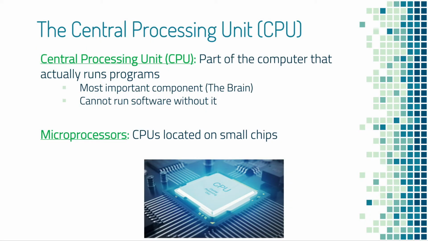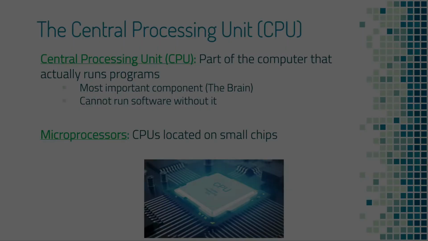The first one we're going to really focus on is the central processing unit. The CPU, as you'll most likely hear it called, is the brain of the computer. It's what actually runs the programs on the computer, and without it, you do not have a computer. You can't run software, you can't tell the computer what to do, because without a brain, how is it supposed to work? Now, microprocessors are just CPUs located on smaller chips. They're found on a whole bunch of other devices that you'll see throughout your lifetime as a software developer or programmer. And again, those are just another version of a CPU.